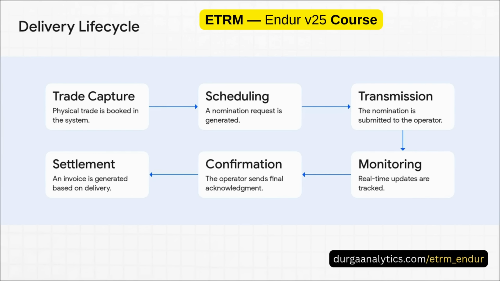It all starts with capturing the trade itself. Then comes scheduling. That's where you create the nomination. That nomination is then transmitted to the operator. After that, you monitor for updates, you get a final delivery confirmation back, and then finally, you settle the invoice based on what actually flowed.